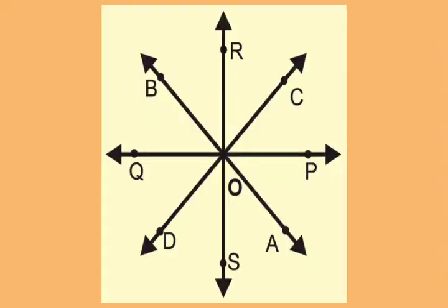Next is concurrent lines. If three or more straight lines pass through the same point, the lines are called concurrent lines and the point is called the point of concurrence. So the given figure shows the concurrent lines AB, CD, QP and RS. All these lines are in the same plane and pass through the same point. Okay? Now, next is a triangle.